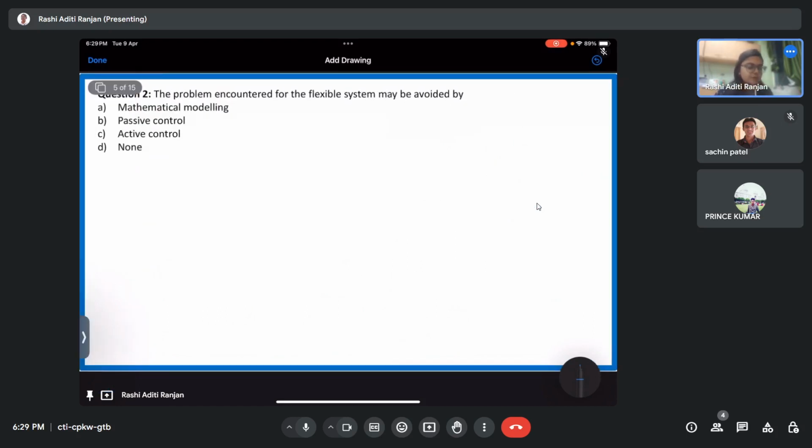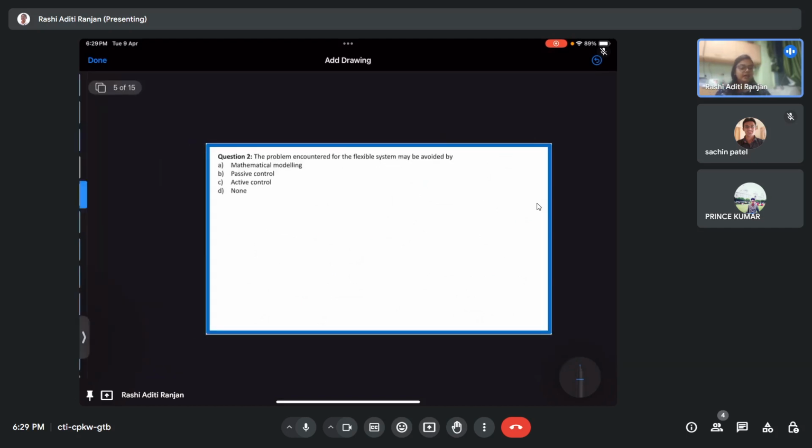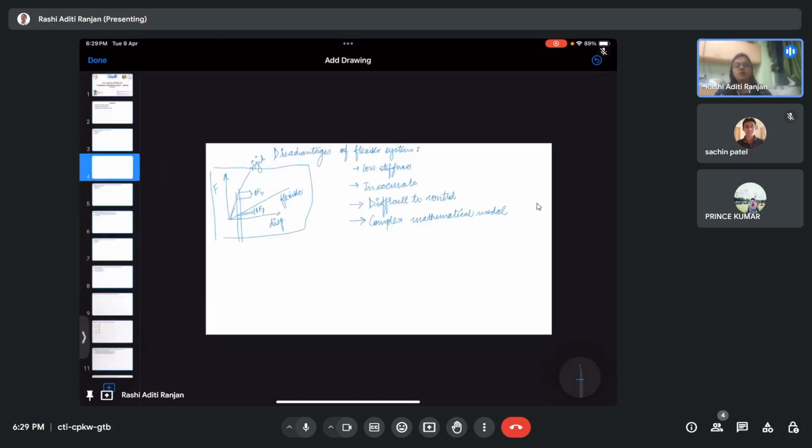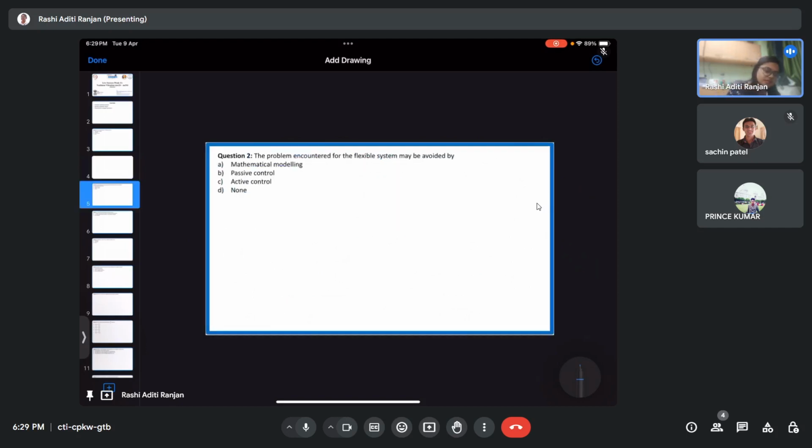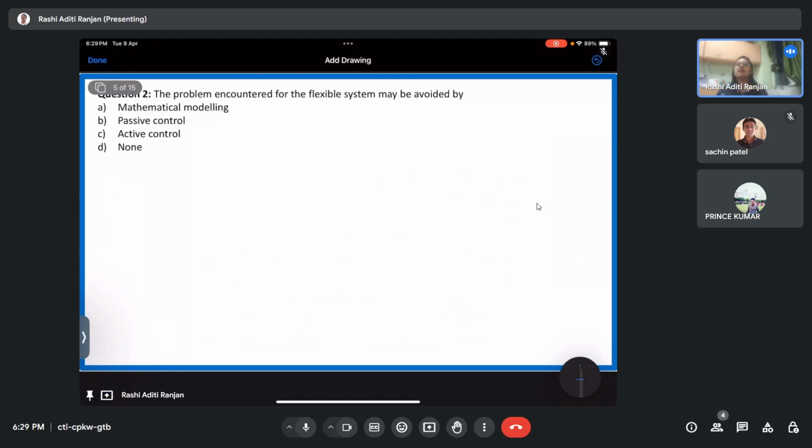Now, question number two: the problem encountered for a flexible system may be avoided by... Okay, so if you remember, what are the problems of a flexible system? First, it is inaccurate. Then we had low stiffness. And since it was inaccurate and had low stiffness, it was difficult to control. And then we had a complex mathematical model. Now the question is asking how we can avoid these problems.